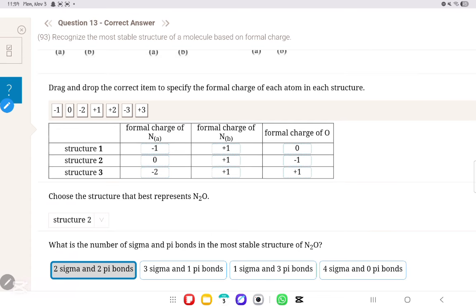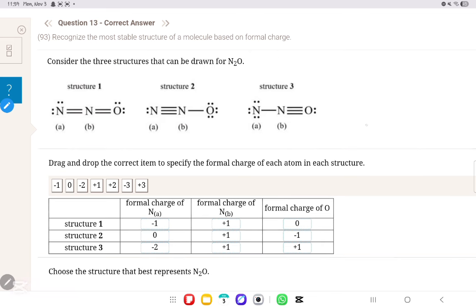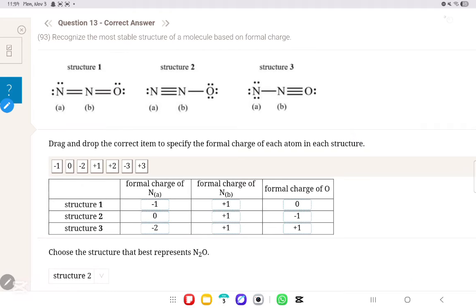Now, which structure best represents N2O? Honestly, you can eliminate structure 3 directly because of the triple bond. Oxygen will never form a triple bond with nitrogen. It may form one, but it's less likely to. Oxygen will not form a triple bond.